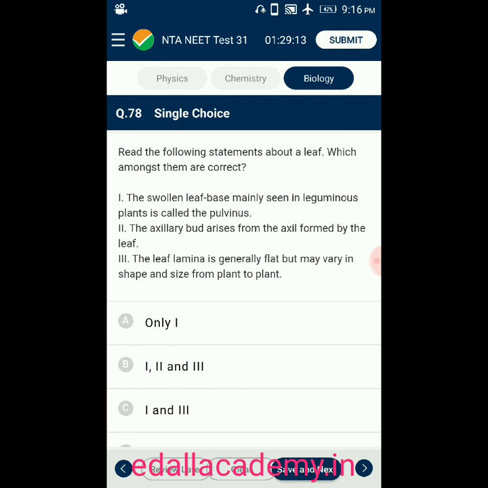The leaf lamina serves as the stage for harvesting light for photosynthesis. The shape of the leaf may vary from plant to plant. So the answer for this question is option B. From the following statements about leaf, statements 1, 2 and 3 are correct. So the correct option is B.